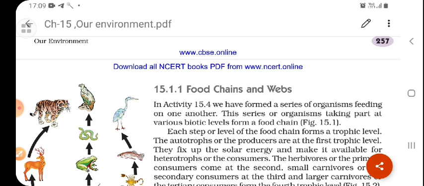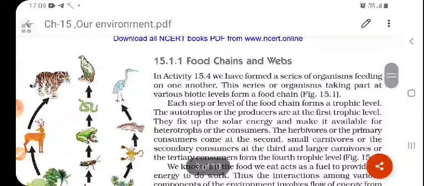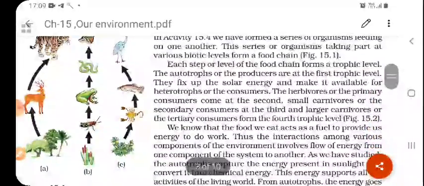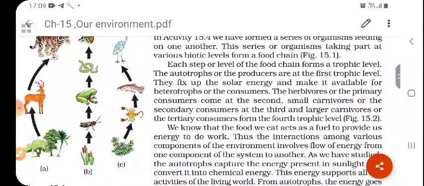This chain is continuous. The interaction is continuous, starting at various levels. This is between the primary, secondary, and tertiary consumers, and they form the four trophic levels. The interaction starts from green plants.